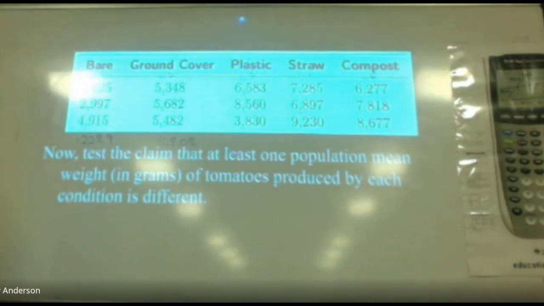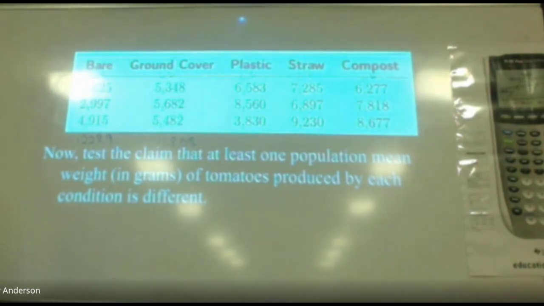Okay, and that's going to give you P, which is 0.02. And then it gives you some other things, degrees of freedom and stuff like that. Notice the degrees of freedom is still one less than the number of groups we have. But notice the P is 0.02.